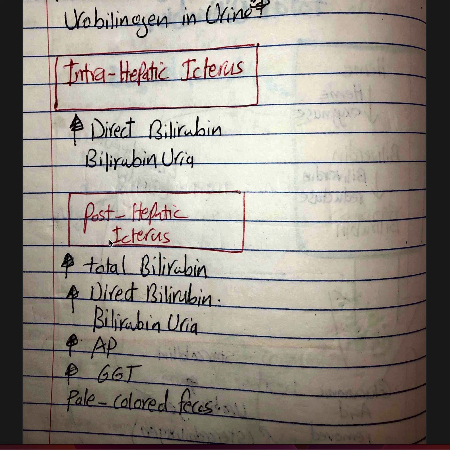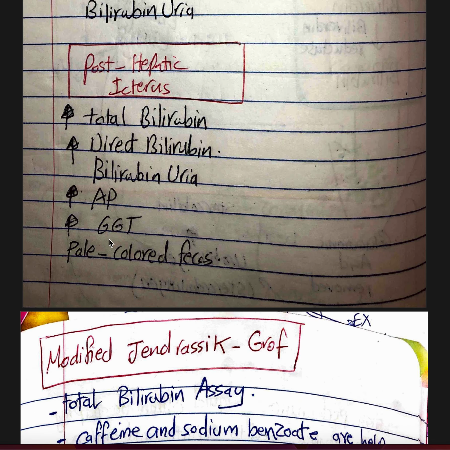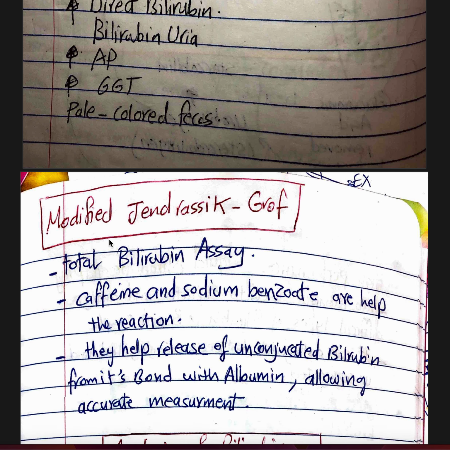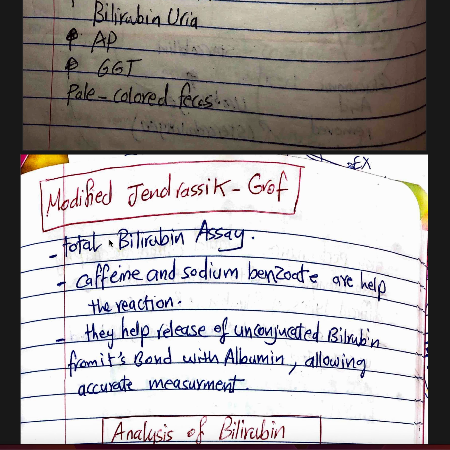The total bilirubin and direct bilirubin will appear in the urine. Also, there is an increased alkaline phosphatase, GGT, and pale colored feces. If we explain that in more detail, you will understand why all of this increases. But I will explain everything in detail in a separate video.